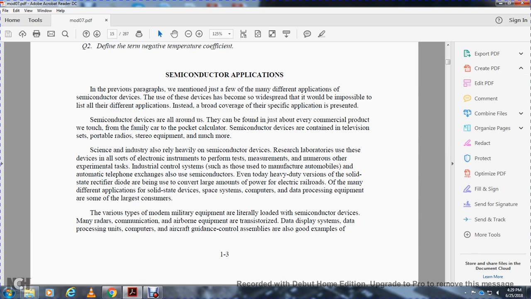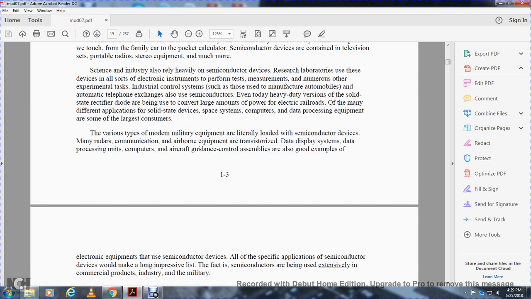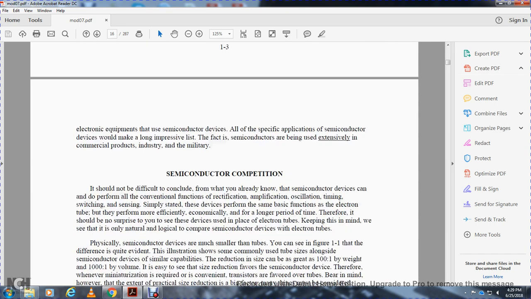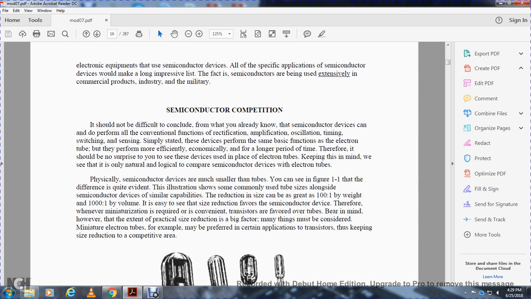Many radar, communication, and airborne equipment are transistorized. Data display systems, data processing computers, and aircraft guidance and control assemblies are also good examples of electronic equipment that use semiconductor devices. A list of all the specific applications of semiconductor devices would be long and impressive. This shows that semiconductors are being used extensively in commercial products, industry, and the military.